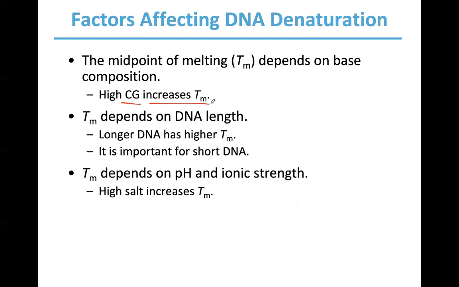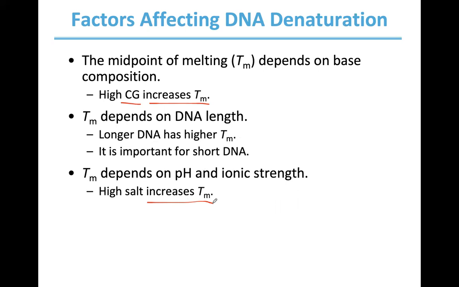Correct. So if you see a problem like that on a test, you should be able to predict the Tm or the difference in Tm based on how much GC composition you have in one strand versus another. Also depends on DNA length. Obviously, the longer the DNA, the higher the Tm. Basically, the longer the DNA, the more base pairs you have to destroy. And also pH and ionic strength. So for example, high salt increases Tm.